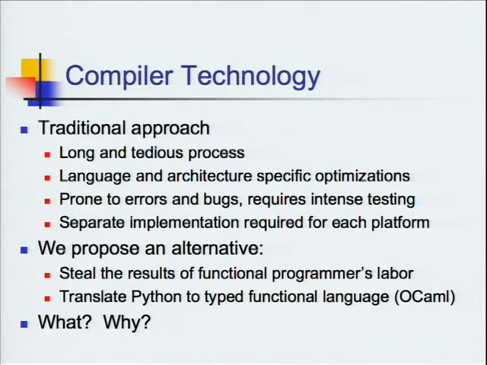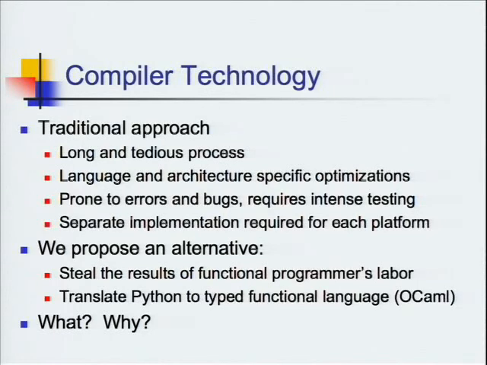So traditionally, we want to compile these down to native code. Now, why is this a problem? It's usually a long and tedious process to write a compiler. We have a lot of language-specific optimizations, architecture-specific optimizations. So anytime you want to program for a different platform, you have to write a compiler for a different platform. Your whole compiler has to change. Your optimizations have to change, everything. It's prone to errors, bugs, requires a lot of testing. And so it's very platform-specific.